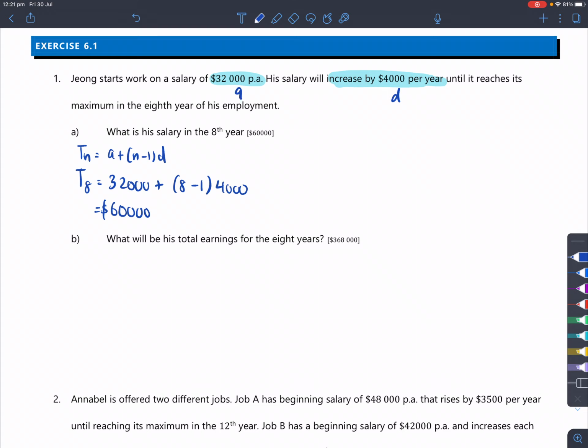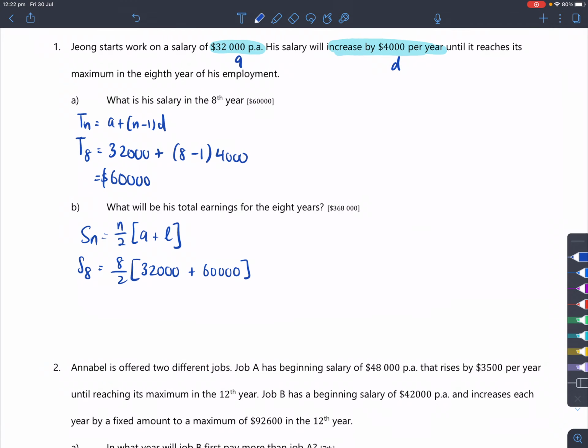Now what will be his total earnings for the 8 years? Total earnings refer to S of n. Remember, there are two formulas for S of n. The one we're going to use includes the last term, because we do have the 8th amount. So S8 is 8 over 2, times A, which is 32,000, the first term, plus the 8th year salary, which in this case is 60,000. Putting that in the calculator gives us 368,000.